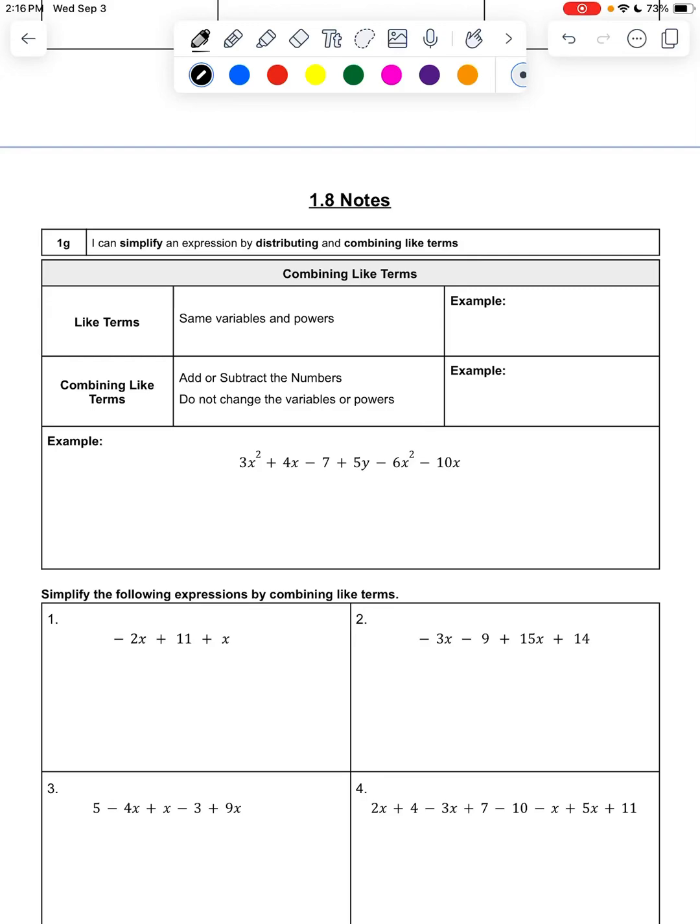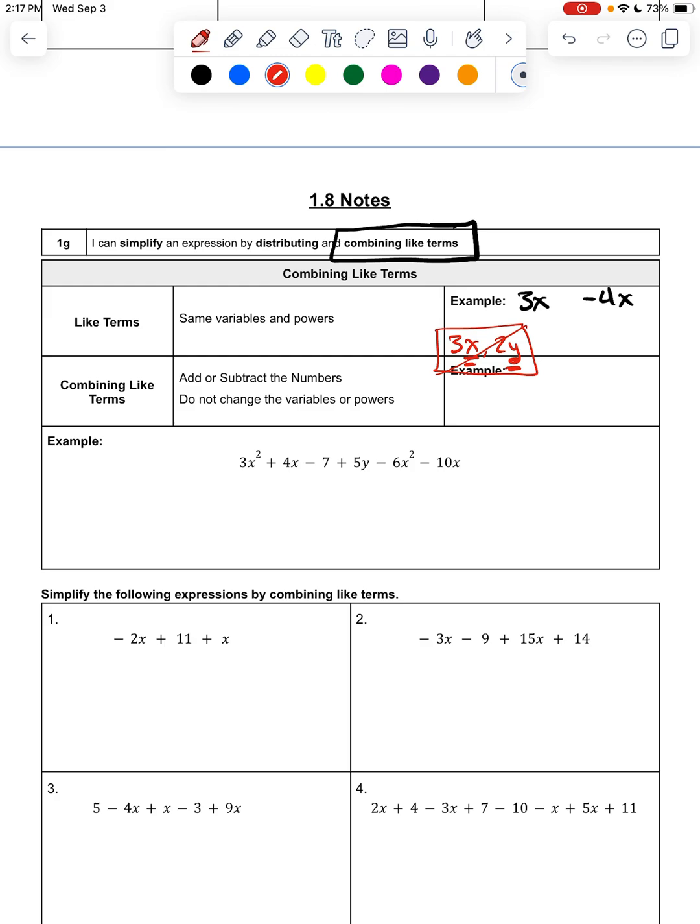In 1.8, we're going to address the same learning target as we did in 1.7, except now we're going to focus just on that second half, combining like terms. Like terms have the same variable and power. So an example would be something like 3x and negative 4x. Non-examples, things that are not like terms, would look something like 3x and 2y. They have different variables, so they are not like terms.